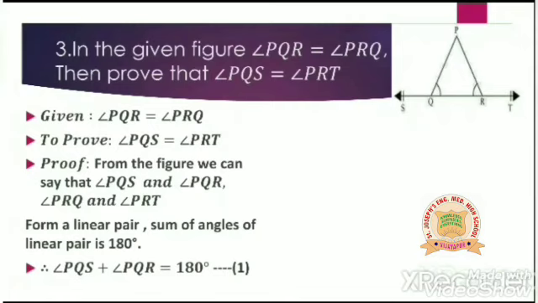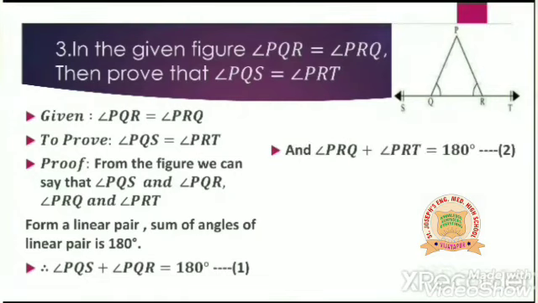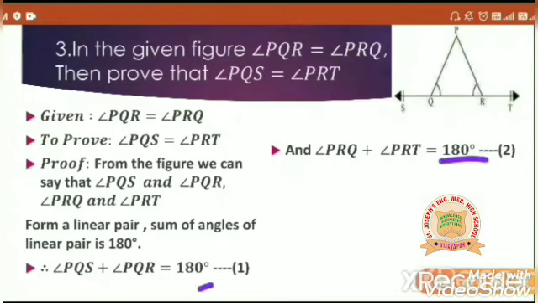Next, one more thing is also there, right? Angle PRQ plus angle PRT should be equal to 180 degrees, because they are also lying on a straight line, so a linear pair is also forming. We write angle PRQ plus angle PRT is equal to 180 degrees, and we give it as equation 2. Now if you observe both the equations, they are equal to 180 degrees. Can we equate them? Yes, we can. From equation 1 and 2 we can conclude that.